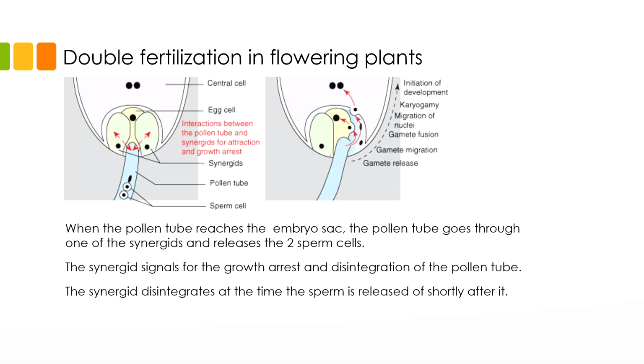When the pollen tube reaches the embryo sac, the pollen tube goes through one of the synergids. The synergids then signal the growth arrest of the pollen tube. The pollen tube in turn bursts and releases the two sperm cells. When the sperms are released, or shortly after, the synergid disintegrates.